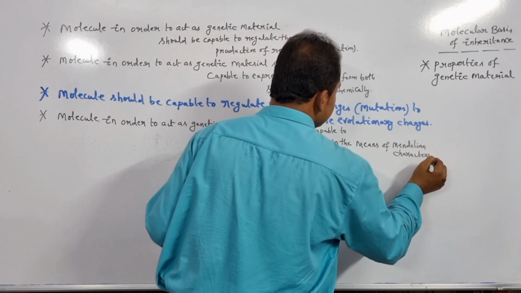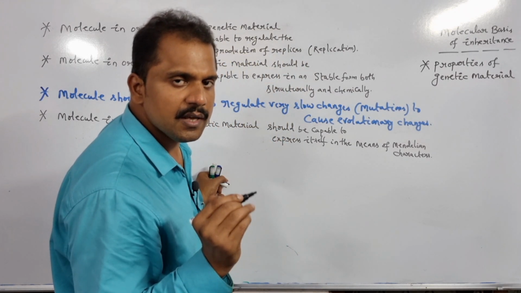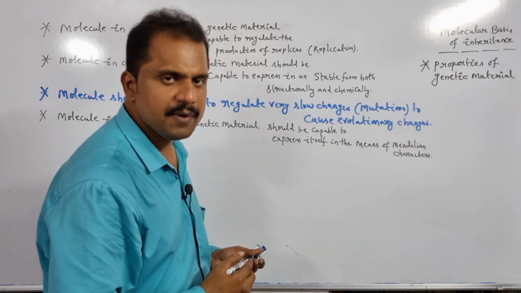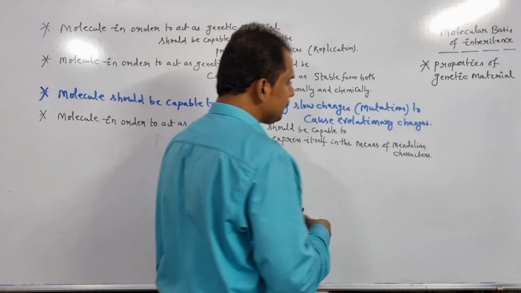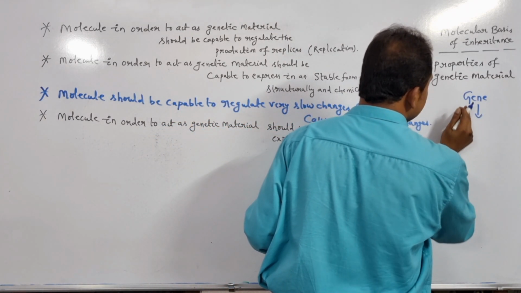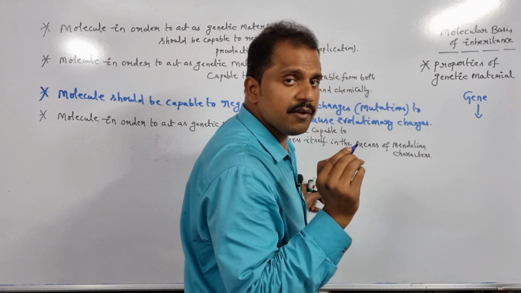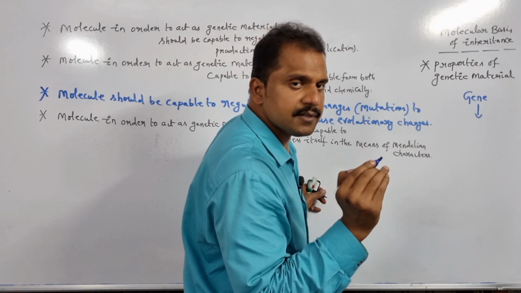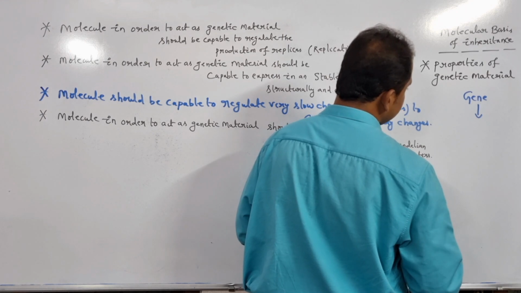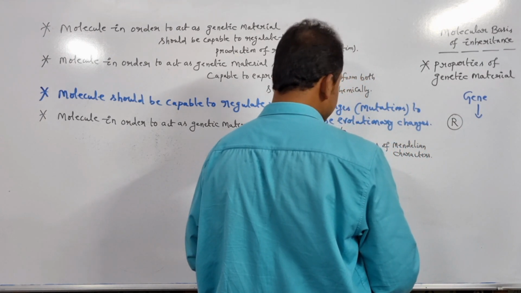So here, in order to understand this particular feature, we can take advantage of one common example. Let us consider one specific gene which is responsible for regulating the shape of the seed. Is it clear? A gene which is responsible for regulating the shape of the seed. Once the gene undergoes expression, it should be capable of regulating its own traits or characters. These include the round one and the wrinkled one: round shaped seed and wrinkled shaped seed.